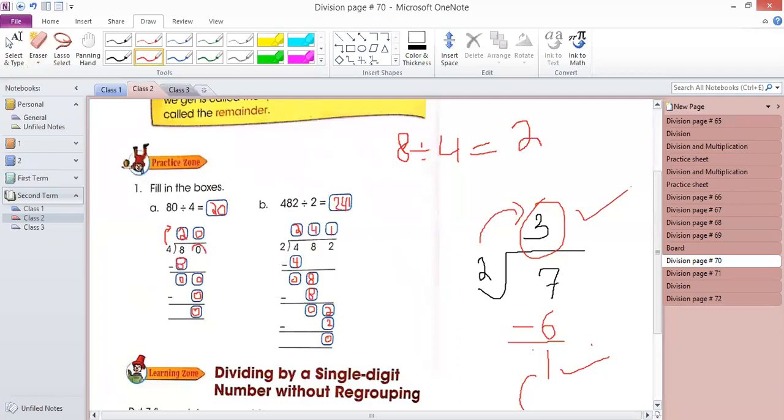Now you have to divide 0. 0 divided by 4. If you divide 0 by any number, the answer will be 0, because any number multiplied by 0 will give you 0. 4 multiplied by what will give you 0? Only 0. So 0 divided by 4 is 0. Multiply 0 by 4, it is 0. Then subtract, it will also be 0. So the answer is 20. 80 divided by 4 is 20. Clear?